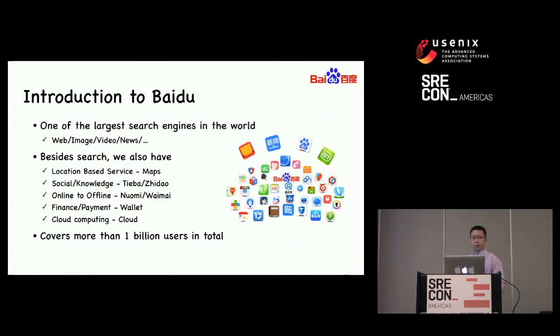We also have social knowledge services. In Chinese, we call them Tieba and Zhidao, which means forum-like services and question-answer services. We also have O2O services, online to offline services, which connect online users to offline services, such as a restaurant, the supermarket, or buying some tickets. Baidu also provides finance and payment services in China. We have the Baidu Wallet. Baidu is also one of the top cloud computing providers in China. So we have the Baidu Cloud. Totally, all kinds of services provided by Baidu cover more than 1 billion users in the world for now.